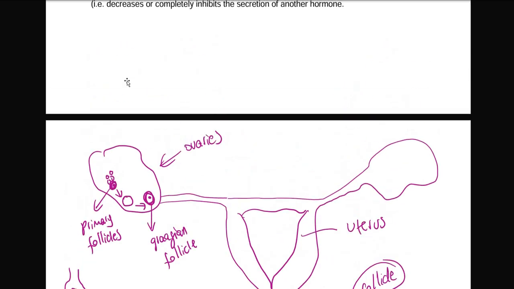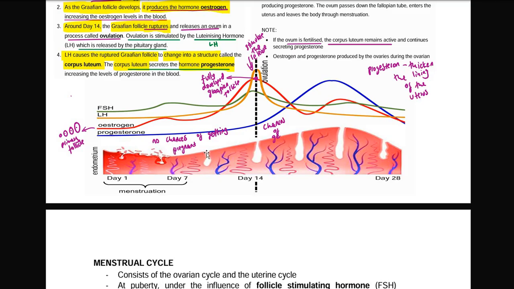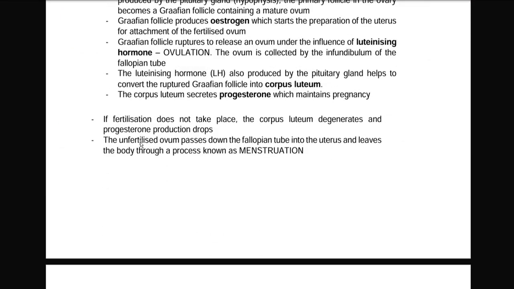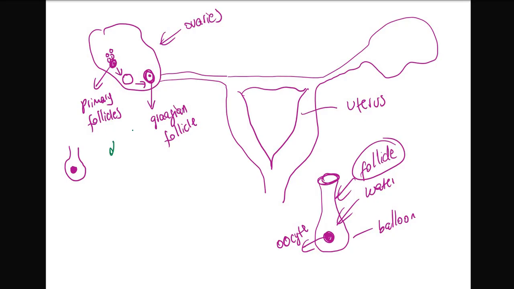That is why, when you see the graph, the lining of the uterus is just like this. In fact, on day 1 to day 7, they like to show you the menstruation part, whereby inside the uterus, between around day 1 and 7, the uterus is actually shedding off.